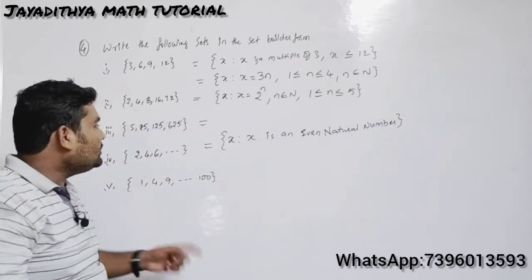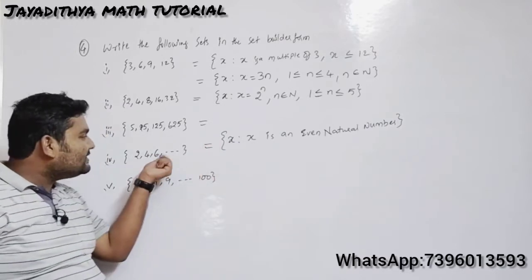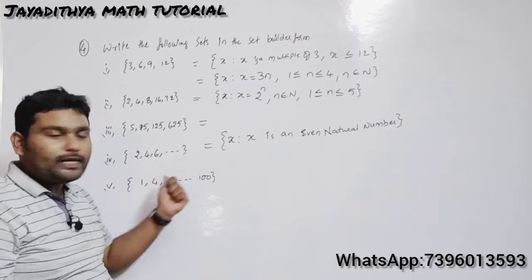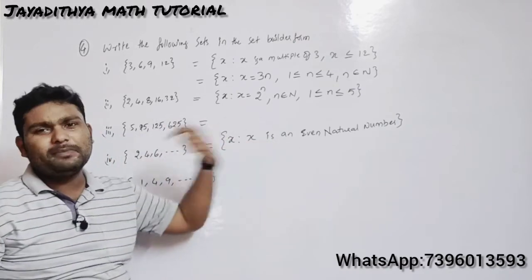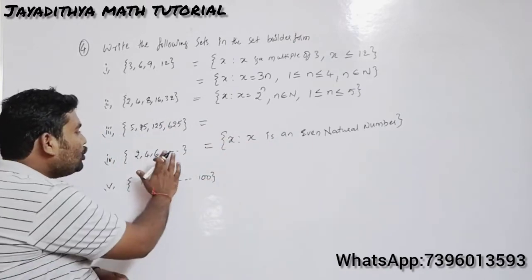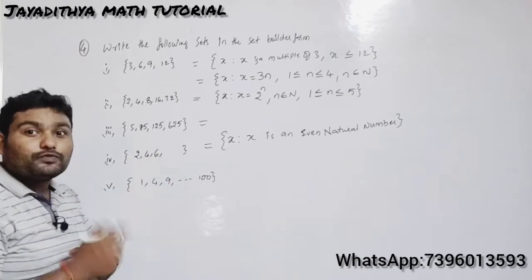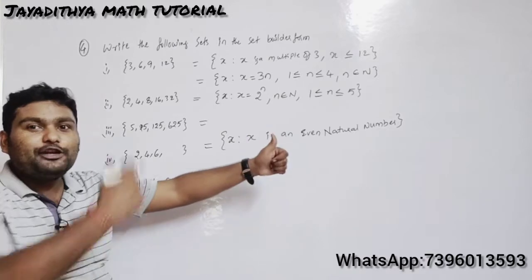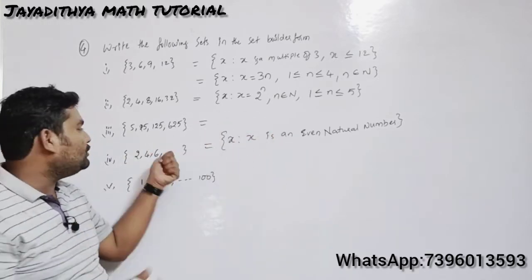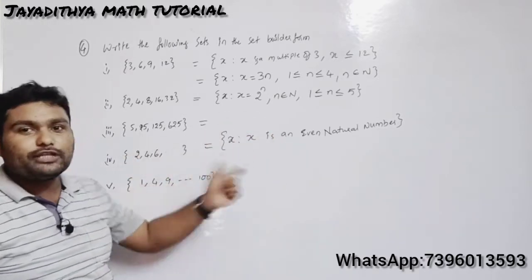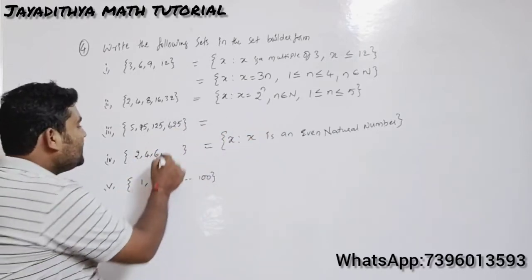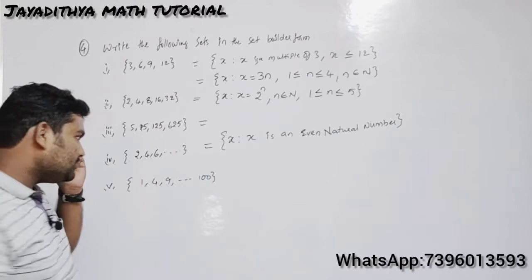Here you need not restrict the condition. Why? Because here we have some dots. That means this set is not ending, the elements in the set are continuing. So you can simply write even natural number. For example, if you don't have the dots, what should you do? For 2, 4, 6, x is an even natural number, and you should mention x less than or equal to 6. So you should give one more condition if you don't have dots. But here we have dots, so there is no problem.